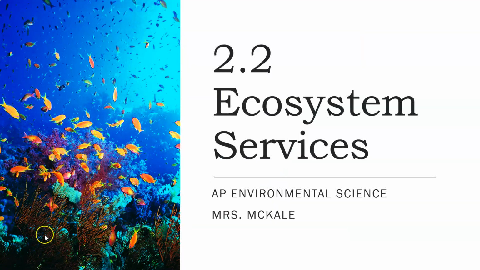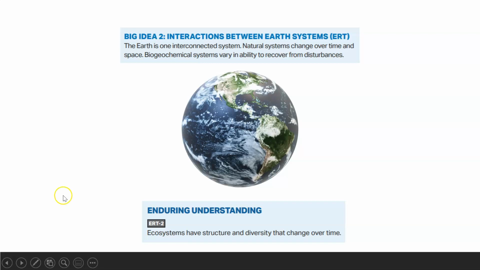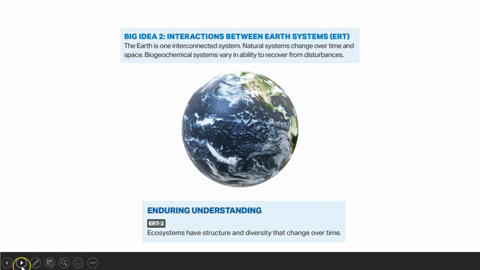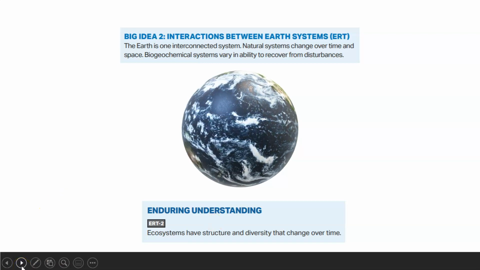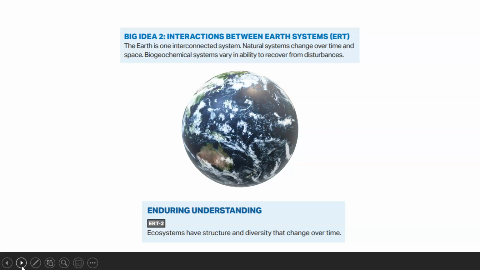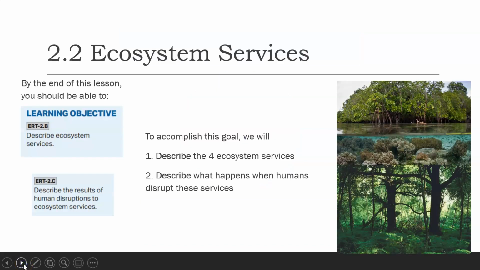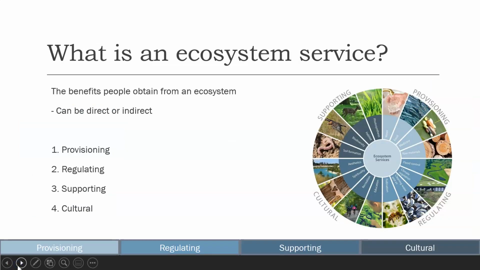2.2 Ecosystem Services. Again, continuing with our big ideas and the structure and diversity within Earth's systems. So today we're going to cover ecosystem services. By the end of this lesson, you should be able to describe ecosystem services and describe the results of human disruptions to these ecosystem services. To accomplish this goal, we're going to describe the 4 ecosystem services and describe what happens when humans disrupt them.